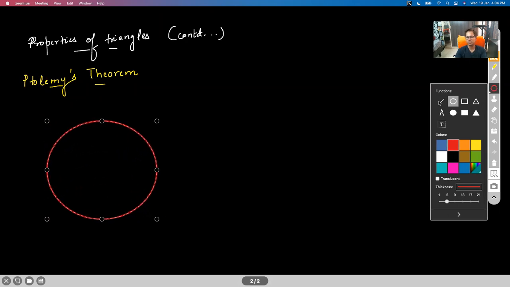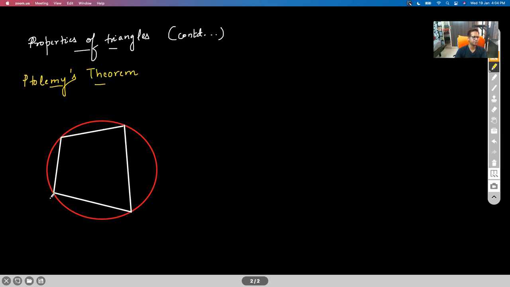So let's say this is a cyclic quadrilateral. Let me just make the diagram. Any cyclic quadrilateral ABCD will satisfy the fact that the product of its diagonals, AC into BD, will be equal to the sum of the product of the opposite sides. So AB, and the opposite side to it is CD, plus BC, and the opposite side to it is AD.